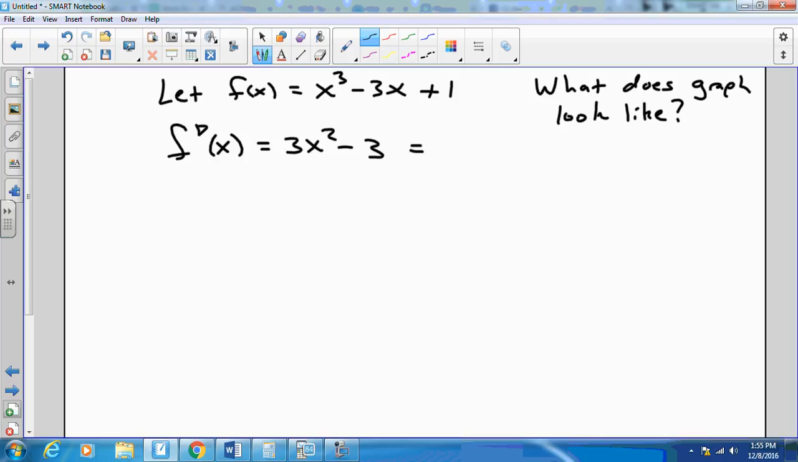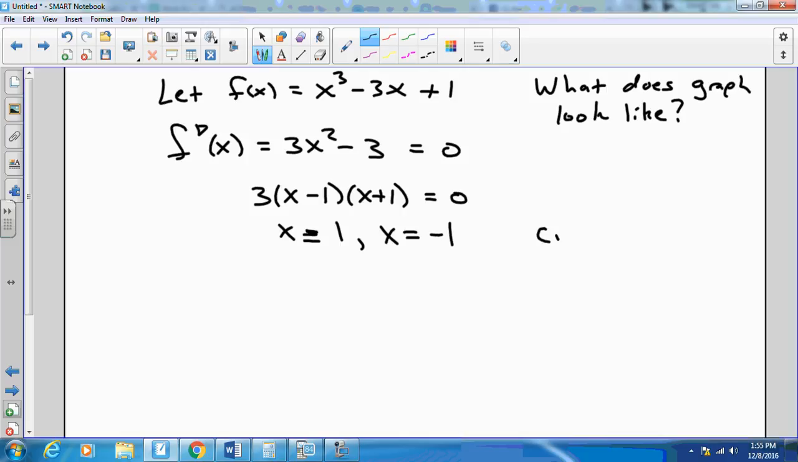So if I set f prime of x equal to 0, and you're thinking, man, that's horizontal tangent lines. Yes, exactly. Then I can solve for the places where f prime is equal to 0. And these places we're going to call the critical points of f.